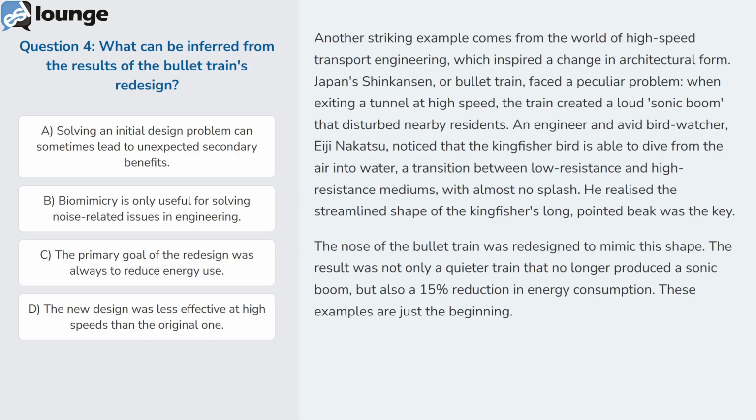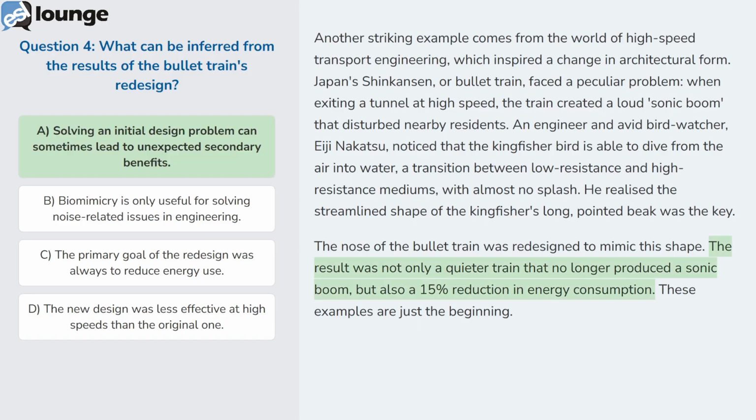Pause the video now to think about your answer. The correct answer is A. The text says the result was not only a quieter train, but also a 15% reduction in energy consumption, implying the energy reduction was a positive additional outcome.